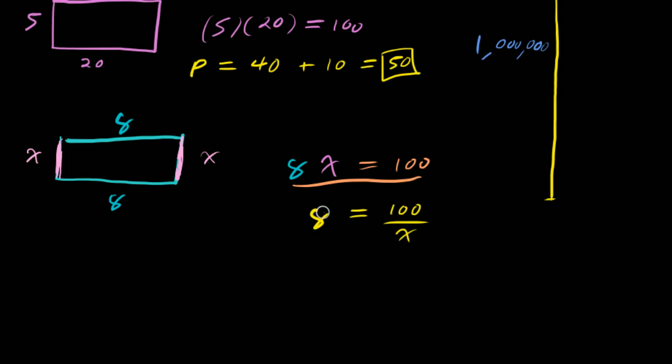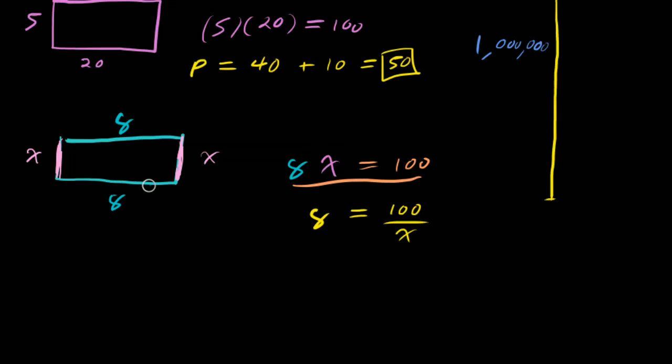So now you can see that for whatever height of a rectangle I choose, say I choose 5, well, I know that my Y value, my width of this rectangle, is going to have to be 100 divided by whatever I chose here. So Y is going to be equal to 100 over X.